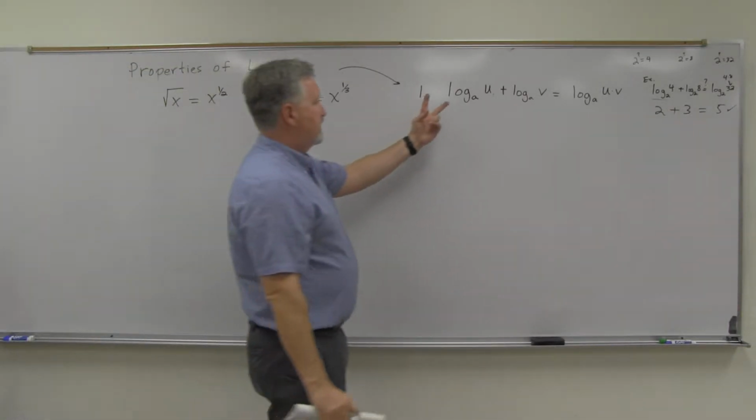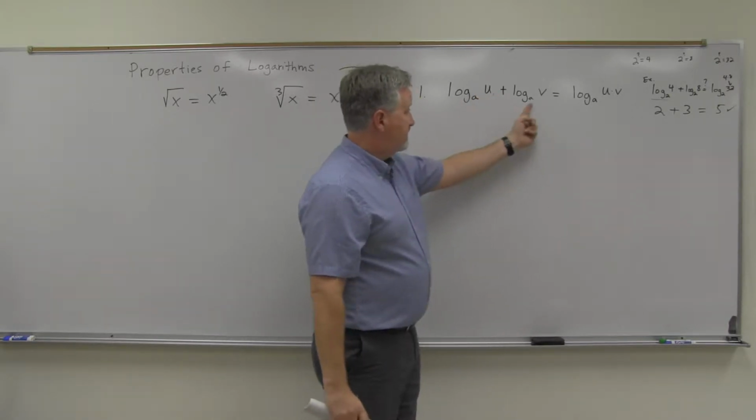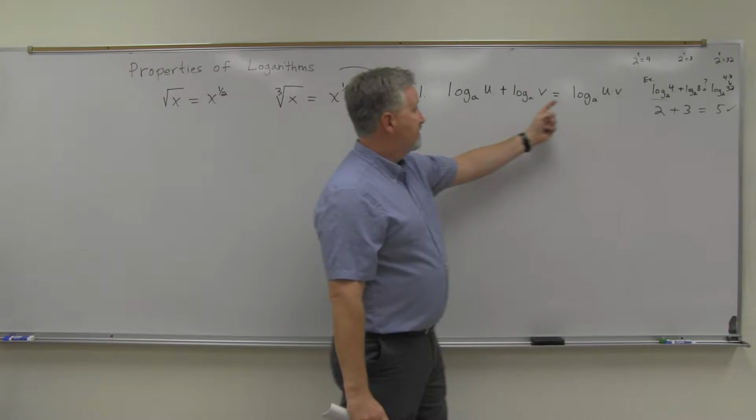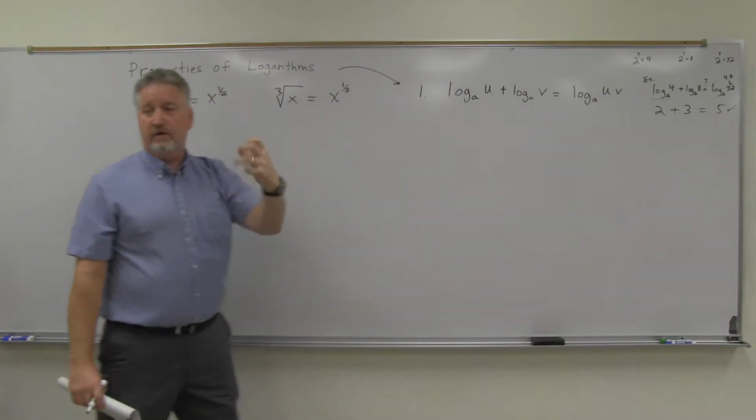To condense log base a of u plus log base a of v, these have to be the same bases, but if they are, then you can condense them into one by multiplying the u times the v, whatever u times v is.